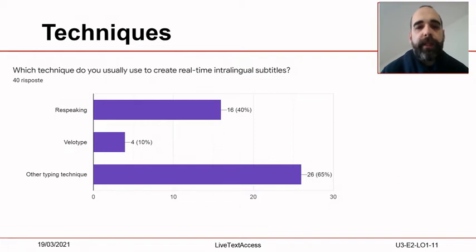I'm not taking into consideration some answers that are not useful for this presentation, but you may find in the document results of the LTA survey on output tools. Regarding the other techniques, 16 people, 40% of the answers, chose respeaking, and 4 people, 10% of the answers, chose velotype.